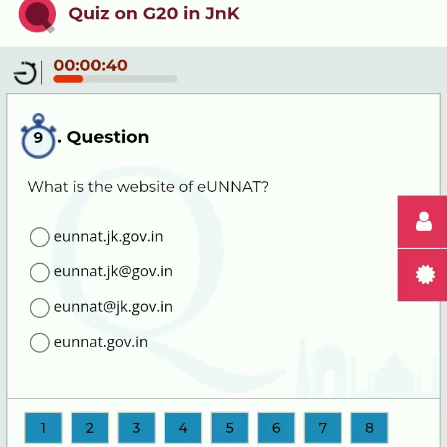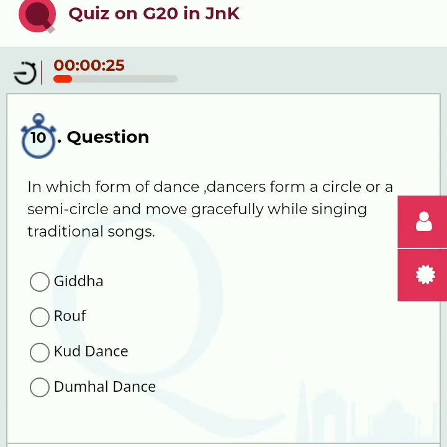What is the website of e-Unnat? e-Unnat JK Gov in, e-Unnat JK at Gov in, e-Unnat at jk.gov.in, e-Unnat.gov.in. In which form of dance do dancers form a circle or a semicircle and move gracefully while singing traditional songs? Giddha, Rauf, Kud dance, Dhumal dance.